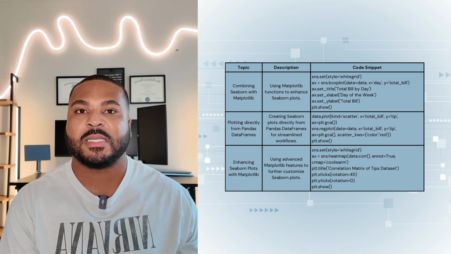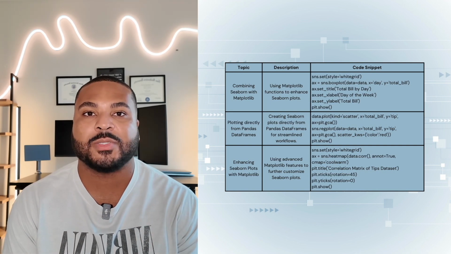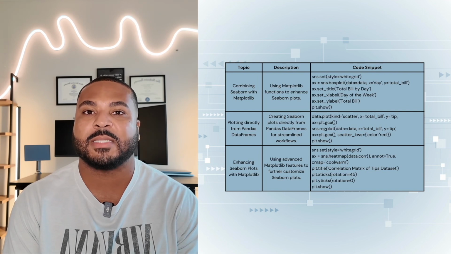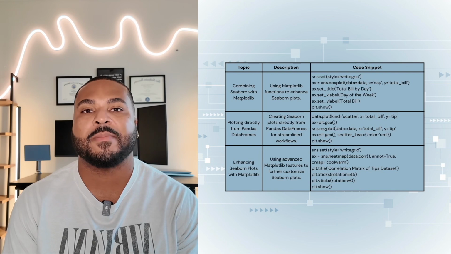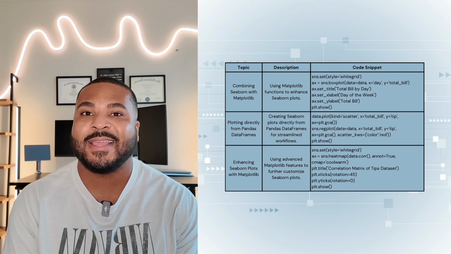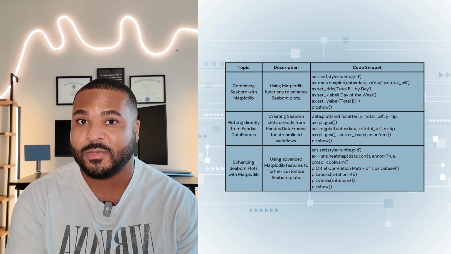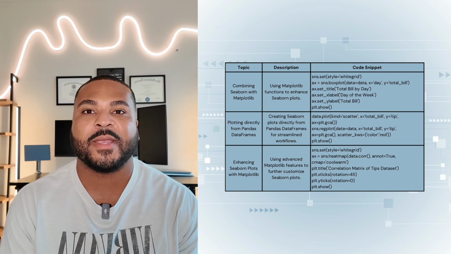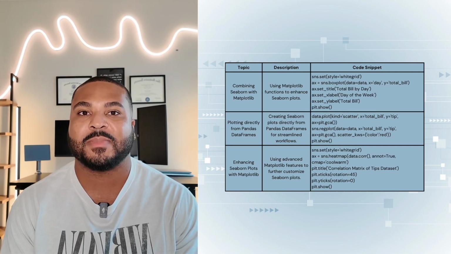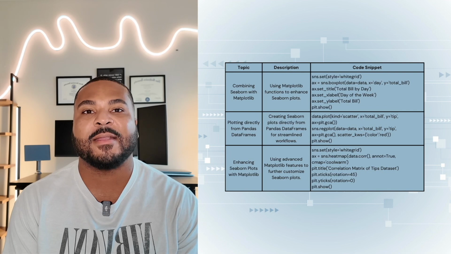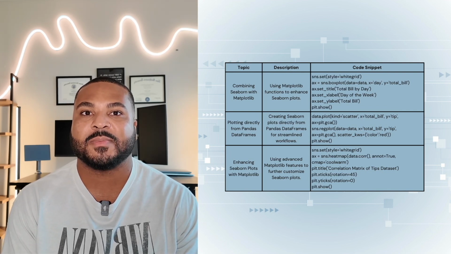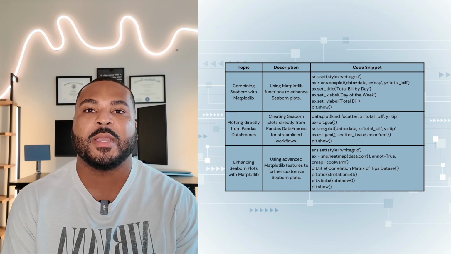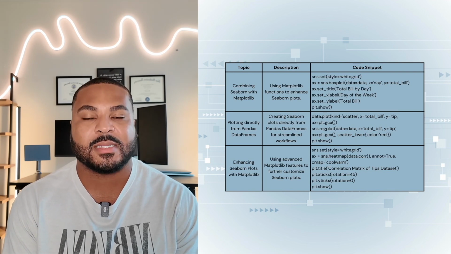Seaborn integrates seamlessly with Pandas, allowing you to create plots directly from Pandas data frames. This can streamline your workflow by enabling you to manipulate your data with Pandas and then visualize it with Seaborn. See what I'm saying? In this example, we create a scatter plot using Pandas's plotting capabilities and then overlay a regression plot using Seaborn. The ax equals plt.gca parameter just ensures that both plots are drawn on the same axes.